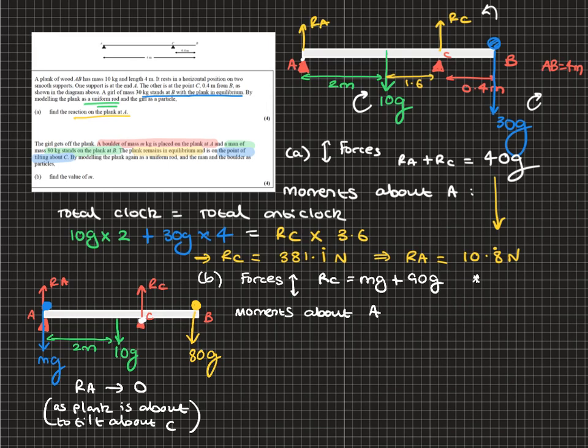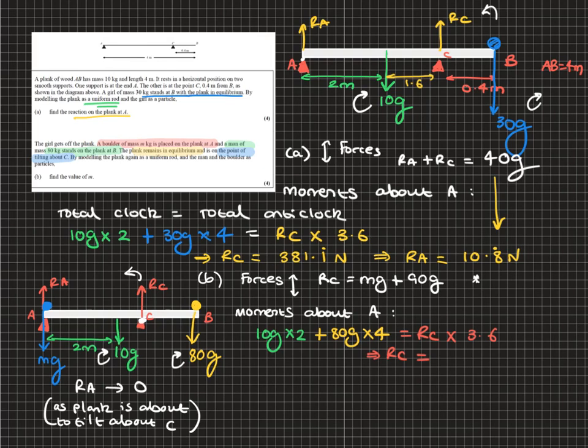So let's have a look at the directions. 10g will produce a clockwise moment. RC will be anti-clockwise. 80g will also be clockwise. Our total clockwise moments equal our total anti-clockwise moments. So let's set up our equation. 10G multiplied by 2 plus 80G multiplied by 4 has got to be balanced by RC multiplied by 3.6.